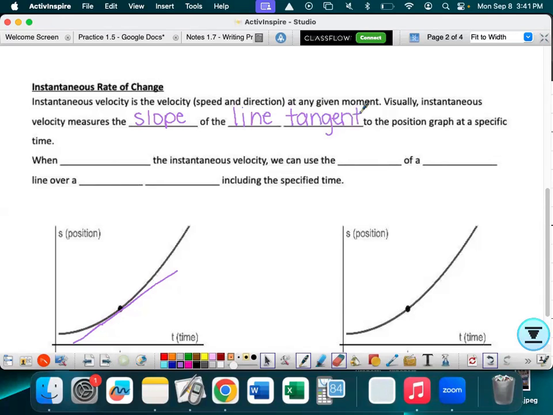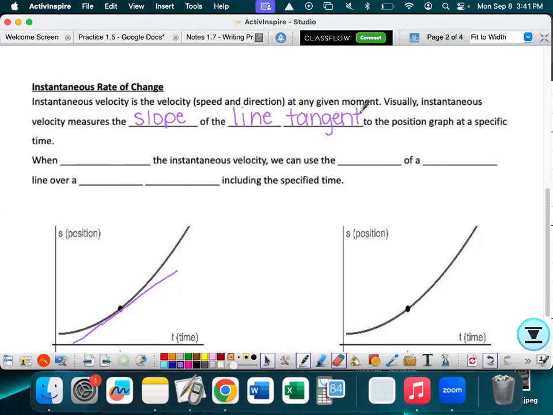So if I ever ask you, how do you visualize average rate of change? You should tell me the slope of the secant line. If I ever tell you to tell me the visualization of instantaneous rate of change, you need to tell me slope of the tangent line. These are major concepts for this first semester in calculus.